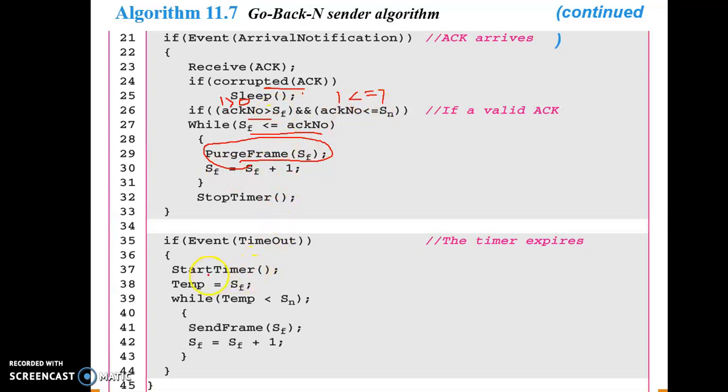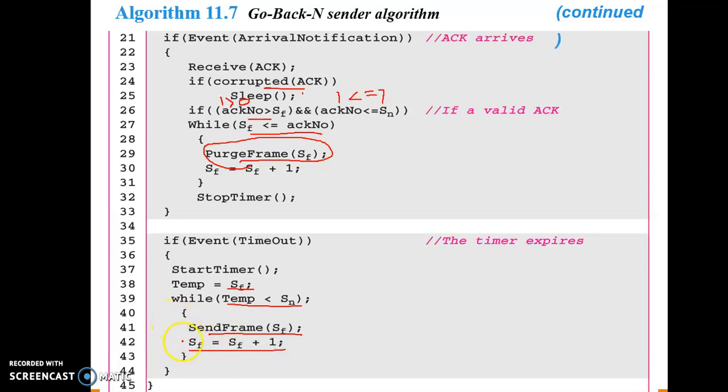If you couldn't receive an acknowledgement, start the timer. If temp is less than SN, what is temp? It is SF, the sent frame. If the sent frame is less than SN, the time is out and you are not receiving an acknowledgement. So you have to send the frame SF again, and SF is incremented by 1.